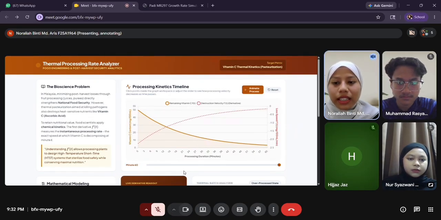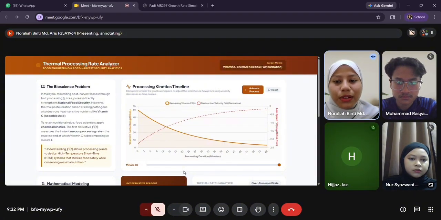As shown in the website, understanding the exact rate of nutrient destruction allows food manufacturing plants to design optimized high temperature short time processes. This is vital for both economic and health reasons in Malaysia.